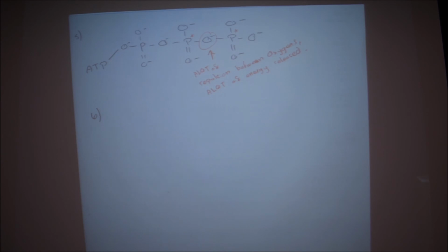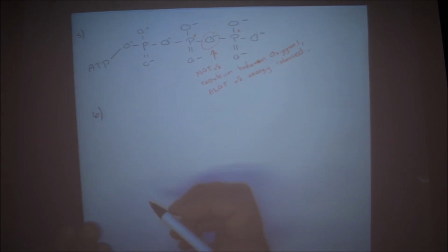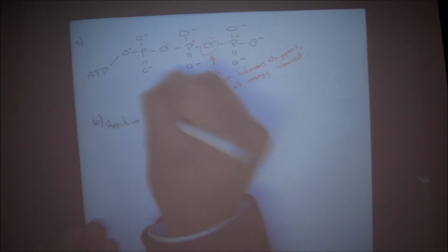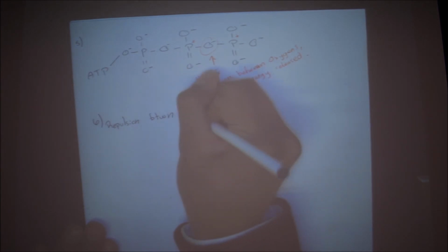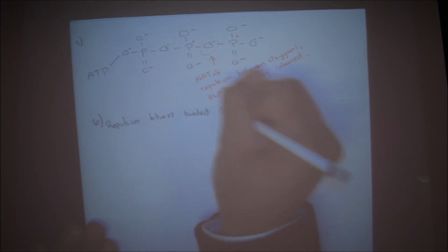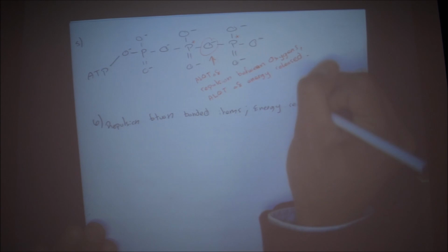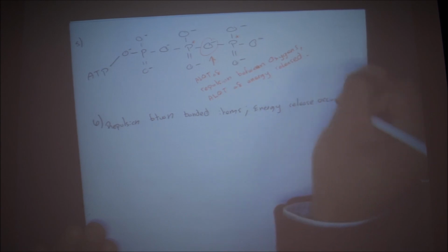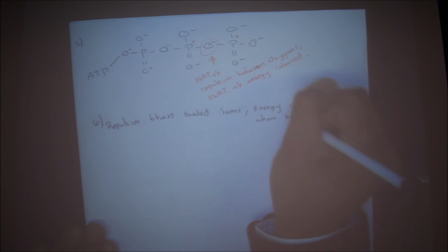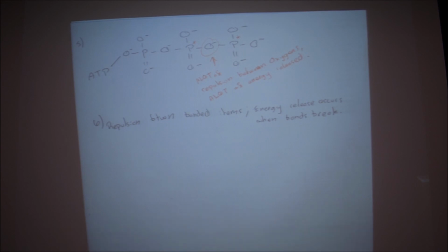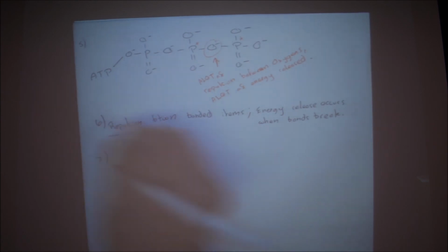So we talked about this already. What is the driving force of energy release? The driving force is repulsion between bonded atoms. Energy release occurs when bonds break. Perfect. Okay, cool. The driving force for these items is the repulsion. And we already talked about ATP. So moving on to 7.